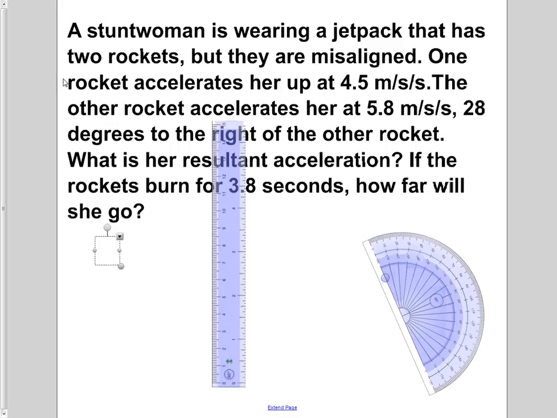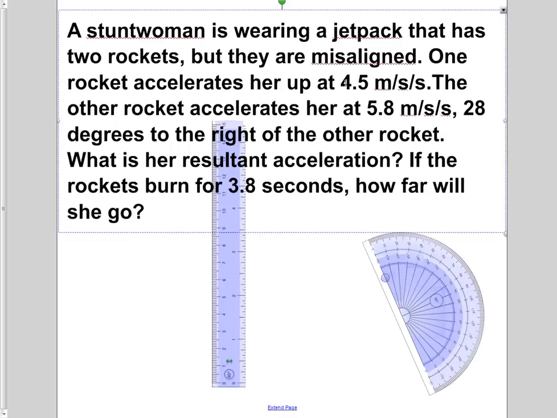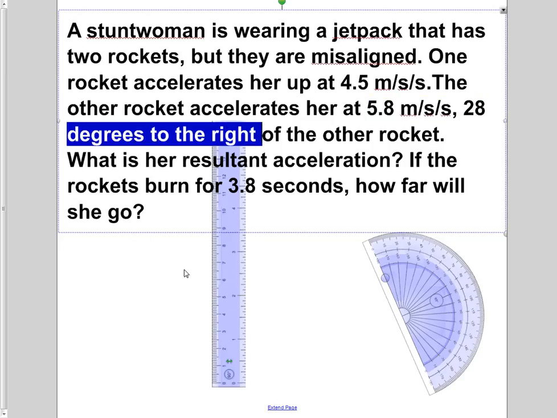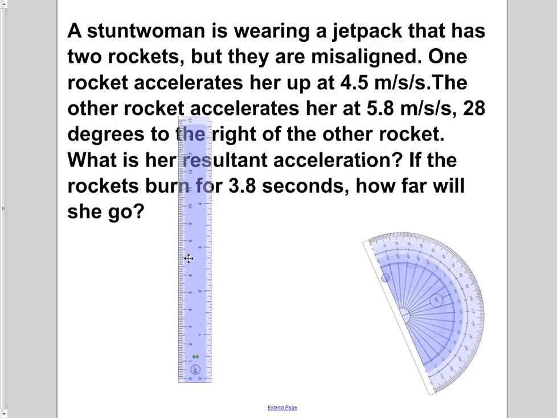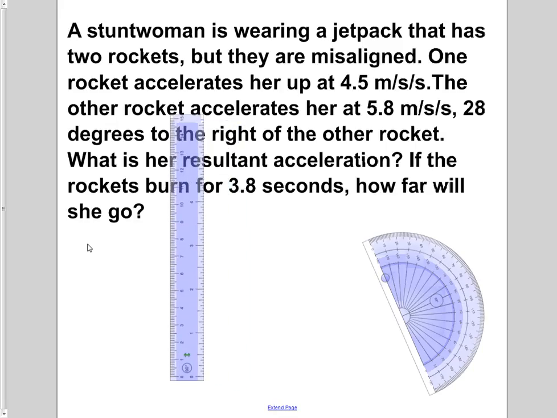First off, these two accelerations, the 4.5 meter per second squared acceleration and the 5.8 meter per second squared acceleration, are happening simultaneously to the same object, but they are not in the same direction. One of them is 28 degrees to the right of the other. That calls for a vector diagram, which is why you can see the ruler and the protractor have popped up. So I'm going to make a scale.